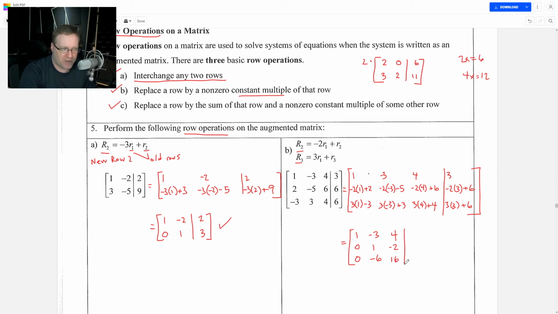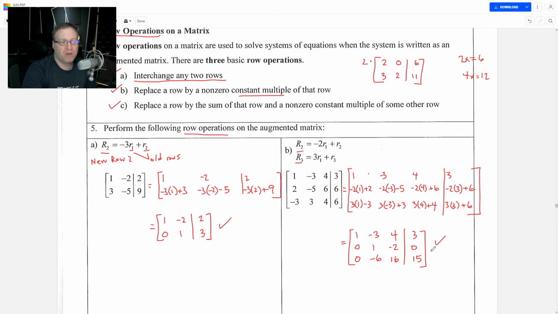And then we're going to write the straight line down. And the final column is 3. And then negative 2 times 3 is negative 6 plus 6, which is 0. And then we have 3 times 3 is 9 plus 6 is 15. And so that's what we get. And this is our new augmented matrix after we did these two row operations.